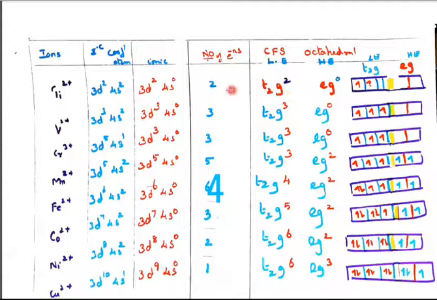So here only 2 unpaired electrons, filled 1, 1. Here it has 3 unpaired electrons, so t2g has 3 and eg is 0, filling 1, 1, 1 in t2g. And here, 5 unpaired electrons. So t2g is 3 and eg is 2: 1, 1, 1 in t2g, and then it goes to the higher energy eg, 1, 1.